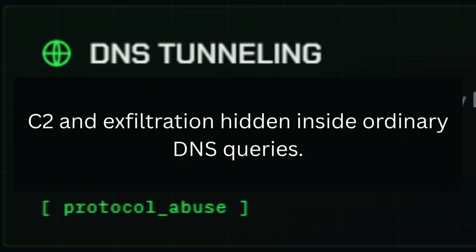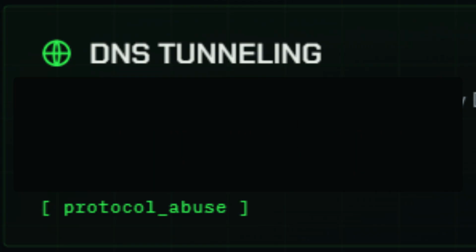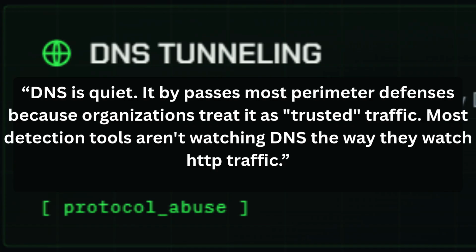Evidence piece number one: DNS tunneling. That's command and control traffic hidden inside DNS queries. Why this matters: DNS is quiet. It bypasses most perimeter defense because organizations treat it as trusted traffic. Most detection tools aren't watching DNS the way they watch HTTP.